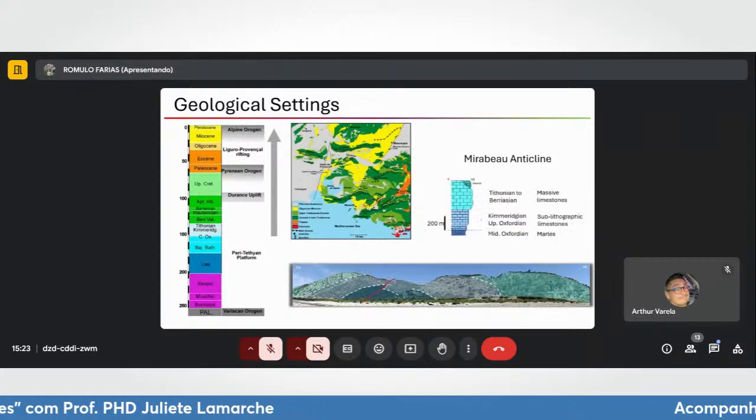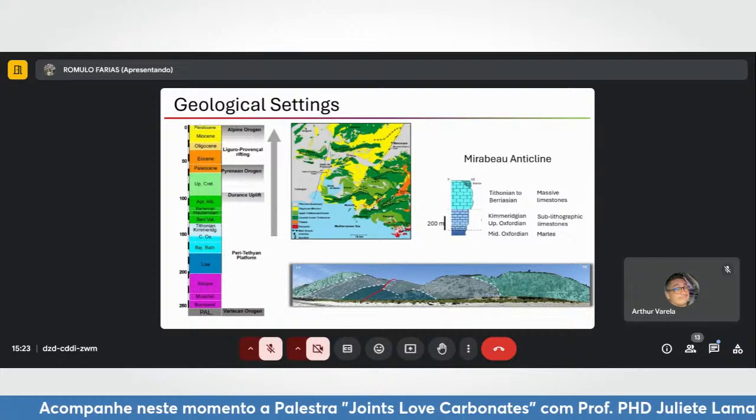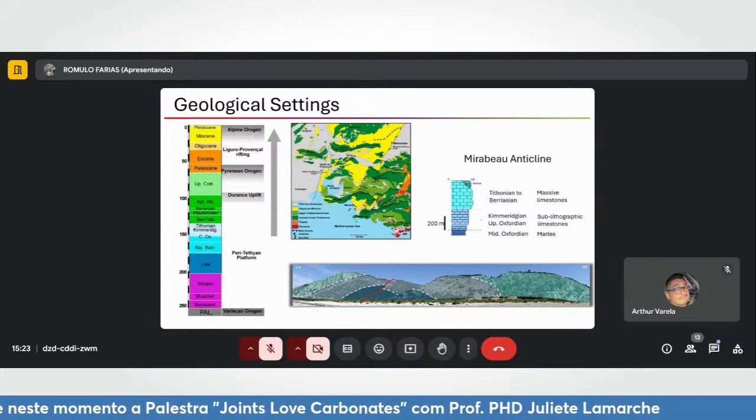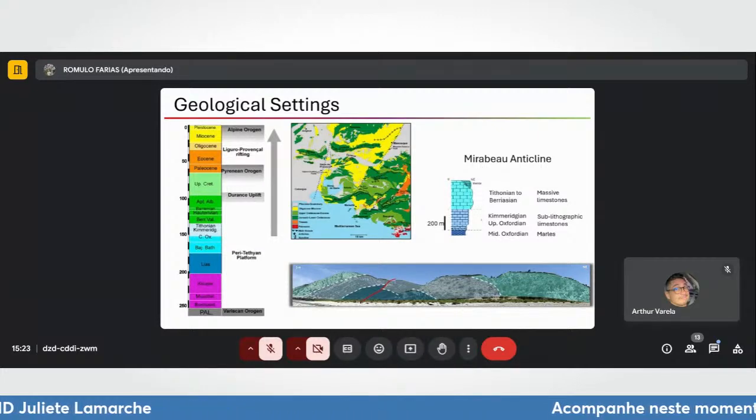So the shape of the fold is quite complicated. The stratigraphy is here. So we have middle Jurassic, upper Jurassic here, and a little bit of Cretaceous on top, but we don't see it very well. So it's from slope to basin carbonates and going up to platform carbonates.